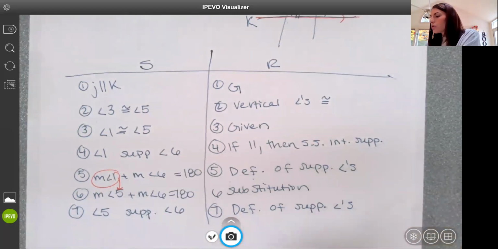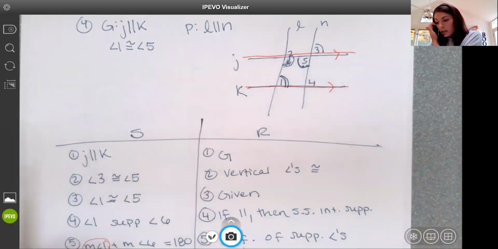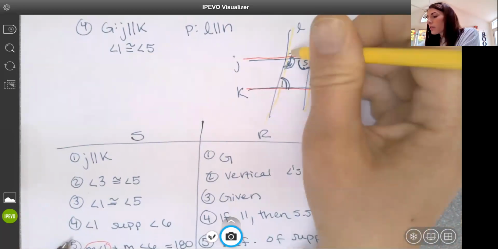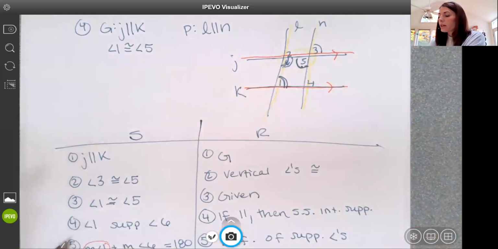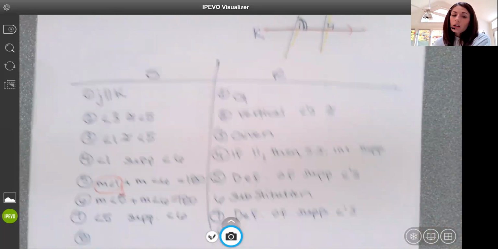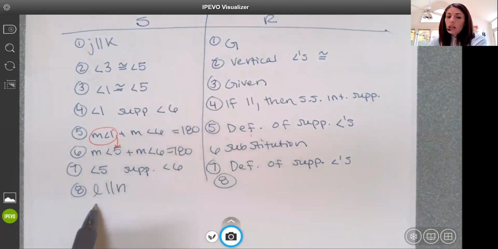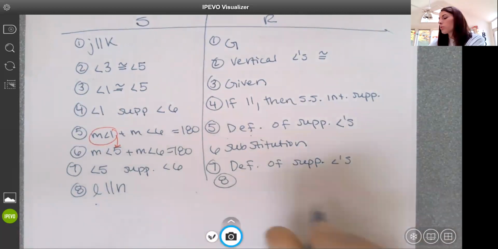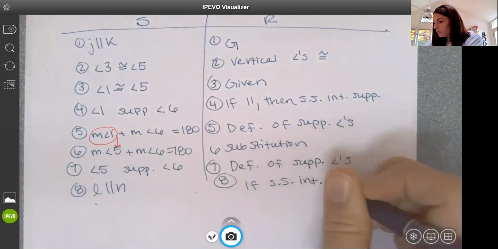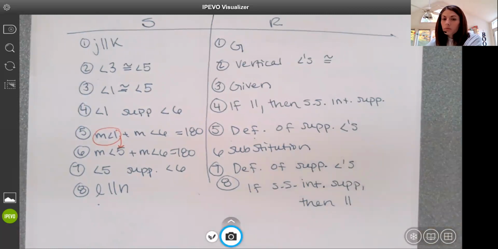Supplementary angles. So why do we care? Well, 5 and 6 are same side interior angles around these lines, around L and N. So now it gives us our last step, and it's blank on both sides in your homework. Our last step should always be the prove, and then I have to give the reason for that, which is if same side interiors are supplementary, then parallel.